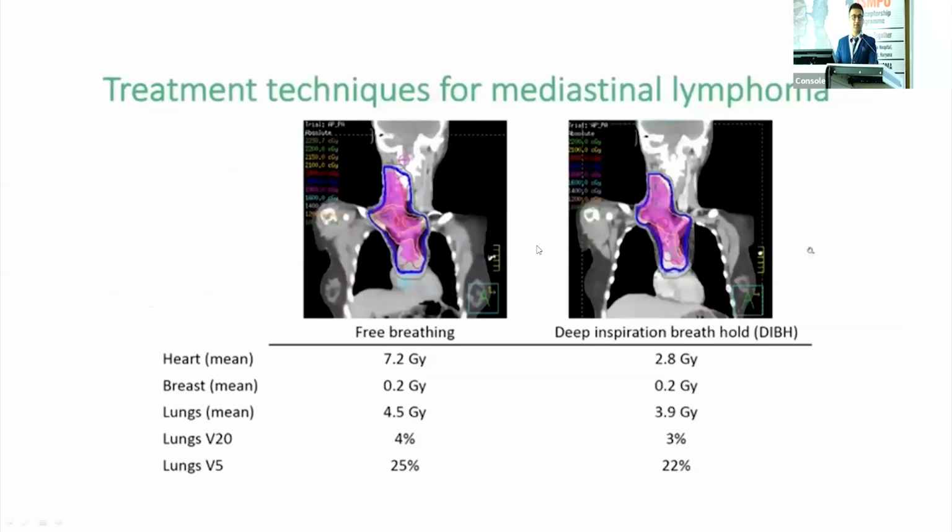Normally, we use this for breast cancers to reduce the heart dose, but we also use this in superior mediastinal lymphomas to reduce the heart dose. Here you can see once a patient takes a deep breath and is treated with that, the heart moves down, the lung expands, and it shields the heart. So you can see the dose to the heart goes from 7.2 gray to 2.8 gray. This is very beneficial for the patients in the long run because heart toxicity manifests after 15 to 20 years.